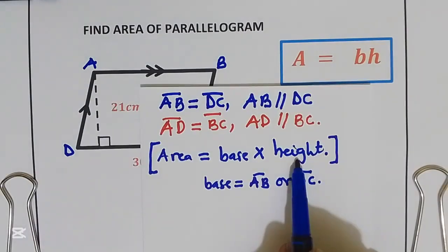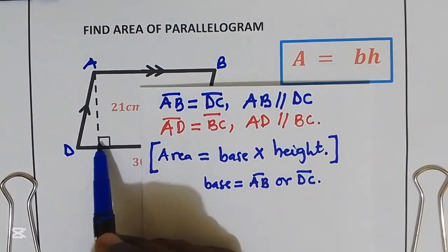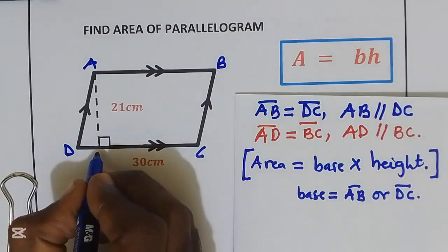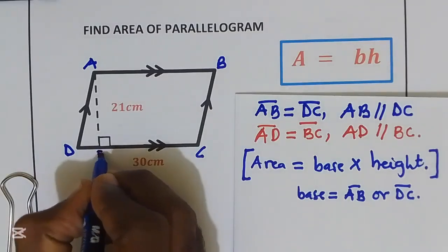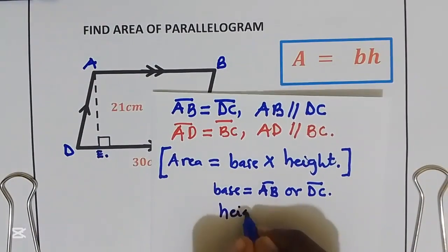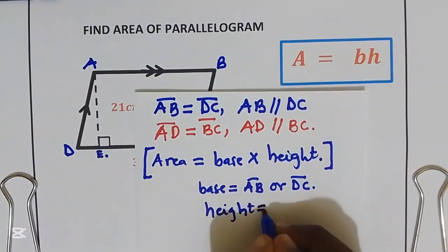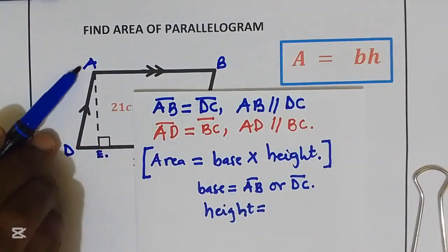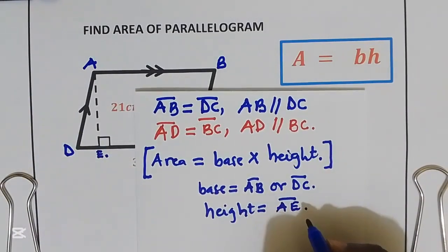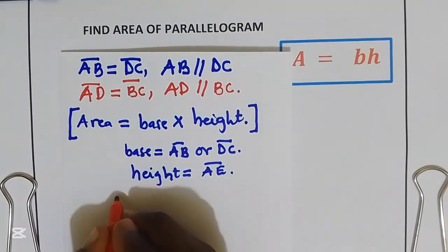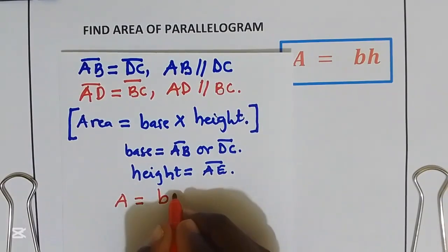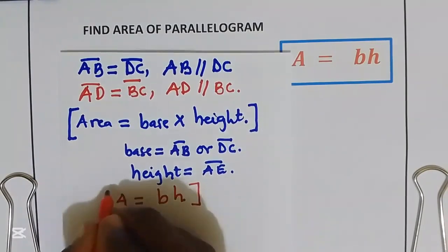A height of a parallelogram is a perpendicular distance from one side of the parallelogram to the other side. Let me call this point as point E. Our height is equal to distance AE. In short, we can say area of parallelogram is equal to base multiplied by height.